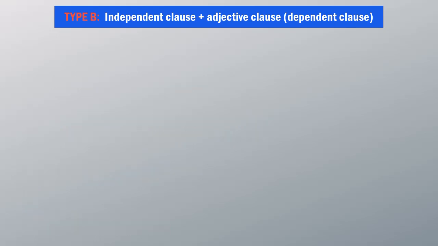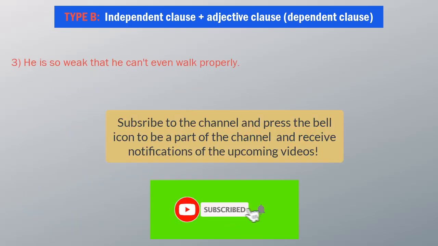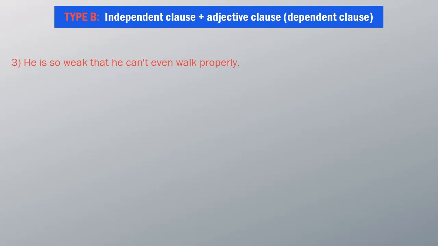Okay. Next example. He is so weak that he cannot even walk properly. Again, he is so weak, independent, complete sentence; that he cannot even walk properly, dependent clause starting with the subordinating conjunction. He is the subject, can't even walk is a phrasal verb. Now, when you have such a structure of a complex sentence, subject plus helping verb plus so plus adjective followed by a that adjective clause, you can change it into a simple sentence using too before the adjective and an infinitive phrase after it. Very simple, don't get confused.